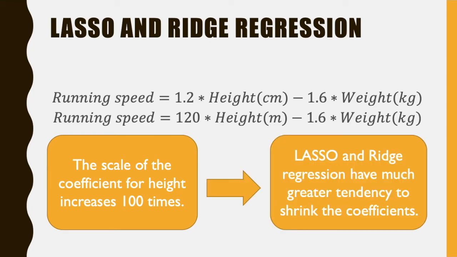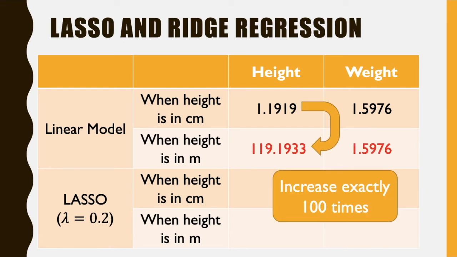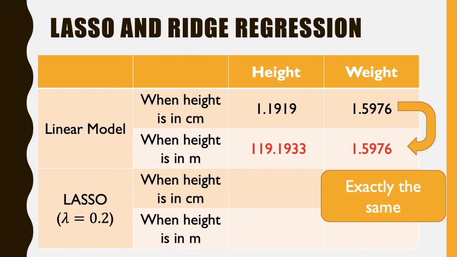I did a simulation in R and the code is in the description below. You can download it and run it by yourself to see the impact of scaling on LASSO. So when we run a linear regression for the data both before and after the scaling, the coefficient for height is exactly 100 times bigger when we scale down the data 100 times by changing the unit from centimeters to meters. The coefficient for weight, or in other words, beta hat for weight, stays the same.